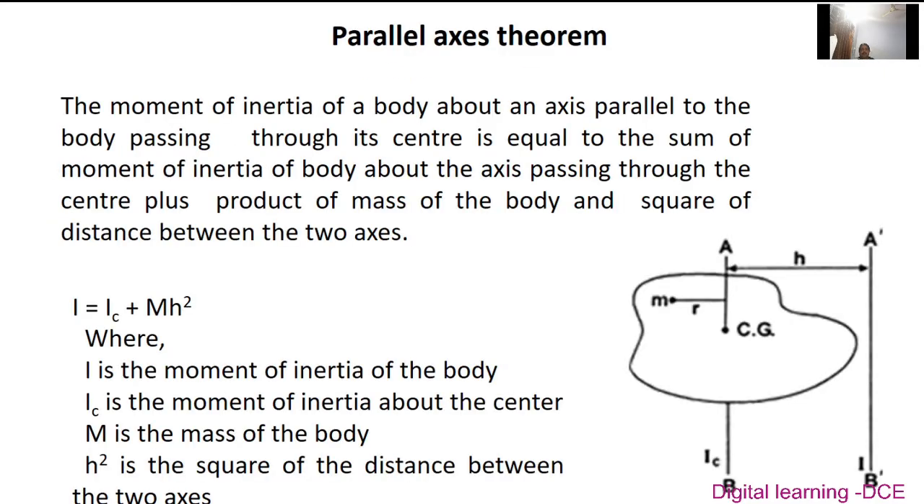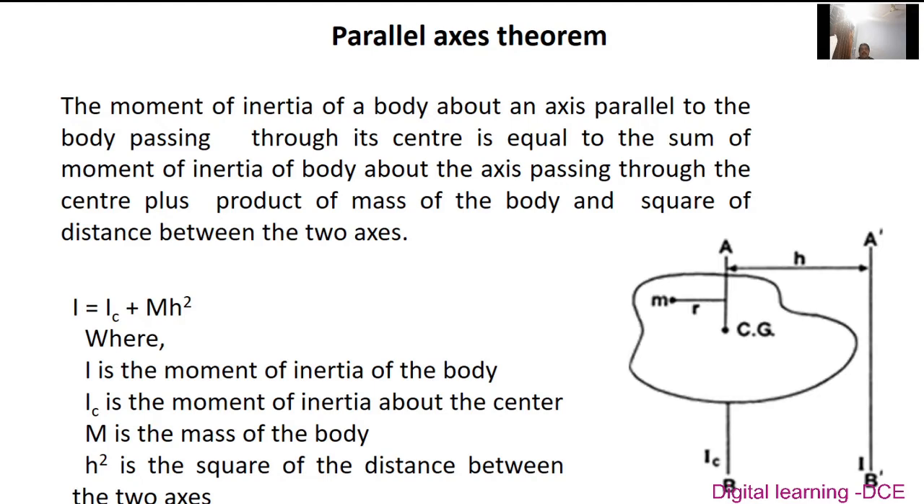We know that when a rigid body rotates, it has a tendency to oppose the change in the state of rest or uniform motion about the axis of rotation. Moment of inertia not only depends on the mass of the object but also on the axis of rotation. The same object can have different moments of inertia depending on which axis we rotate it.